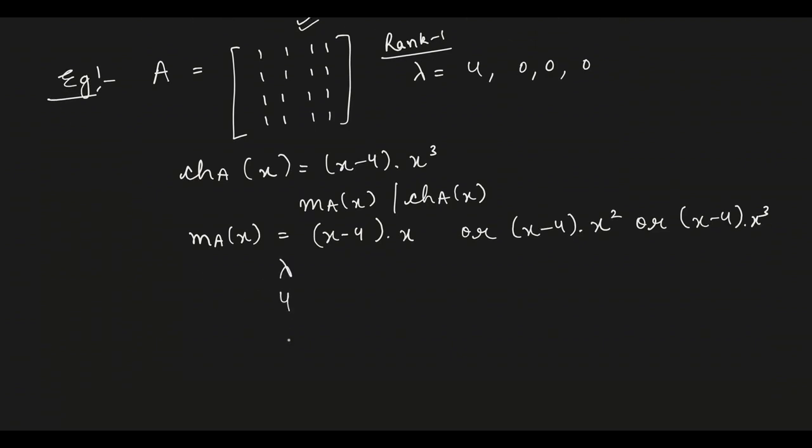Eigenvalues are lambda equal to 4 and 0. AM is 1 and 3. GM is 1. So for lambda equal to 0, AM is 3. One second.